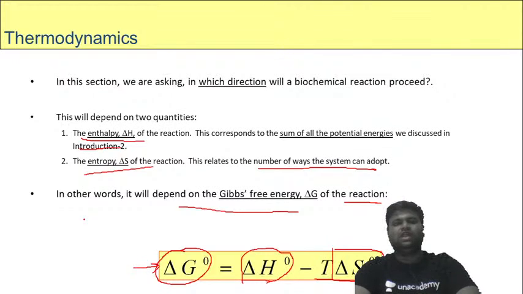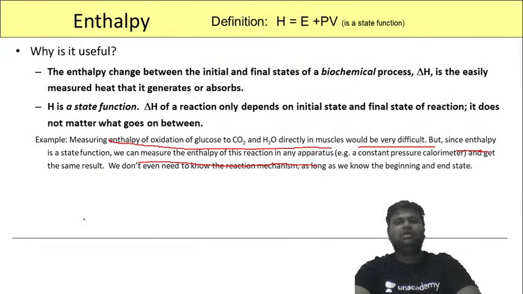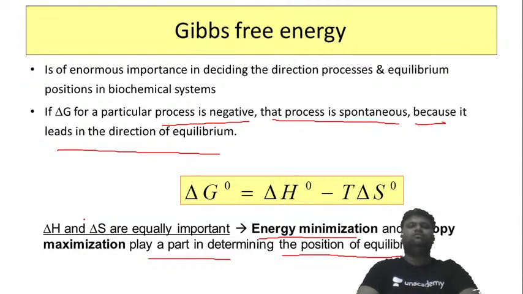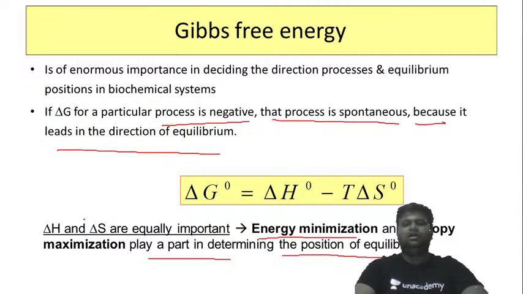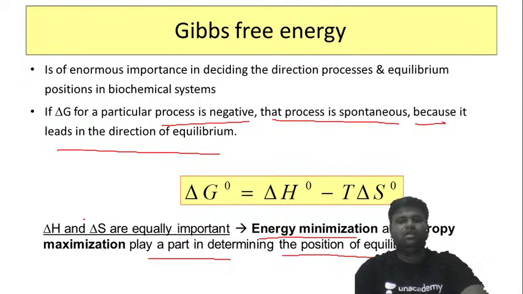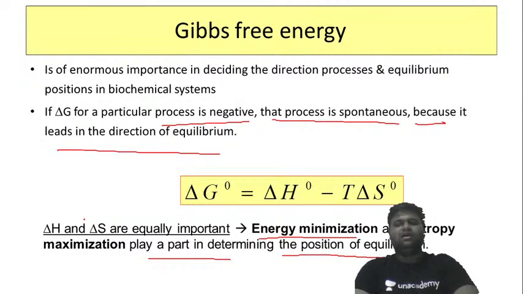Then we came to thermodynamics, in which we studied about the Gibbs free energy, enthalpy, and entropy of the reaction. So we calculated this form. We understood how this formula works. Delta G is equals to delta H minus T delta S, and delta H and delta S are equally important, where energy minimization and entropy maximization plays a part in determining the position of the equilibrium.